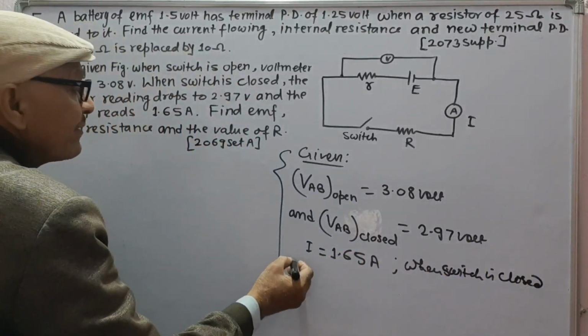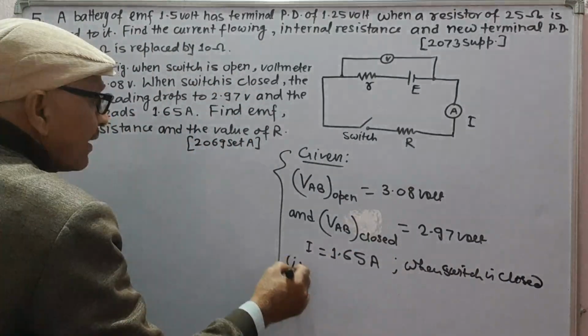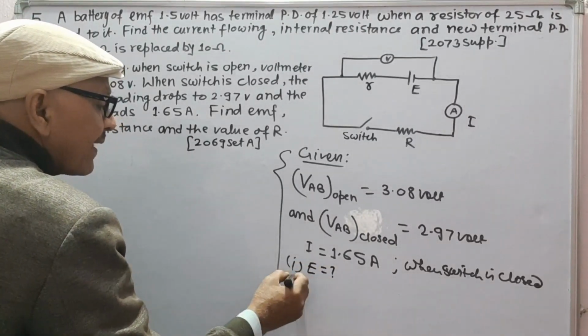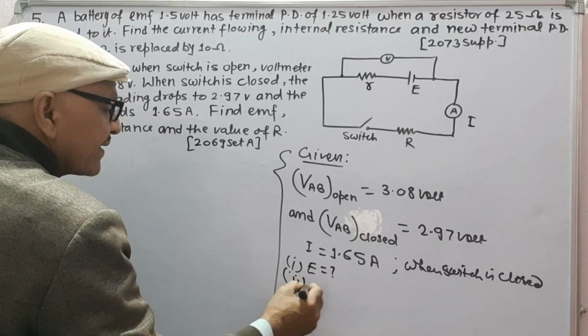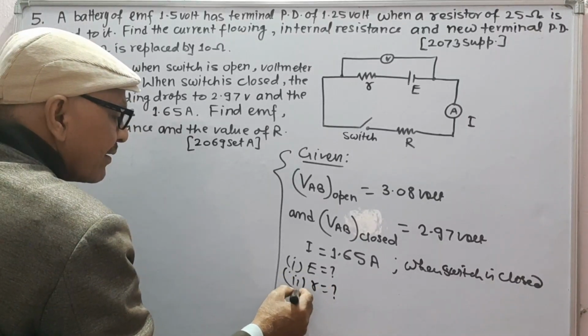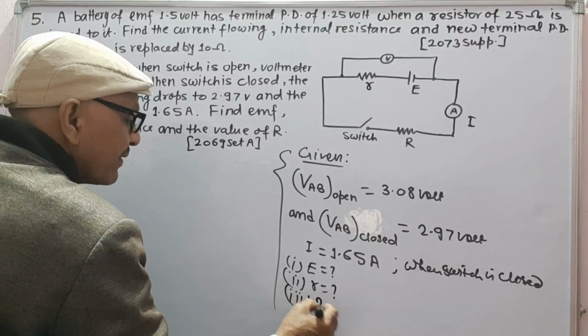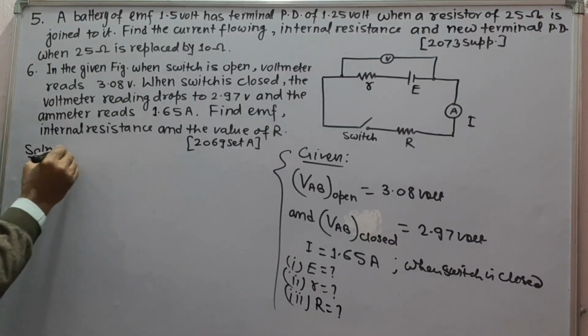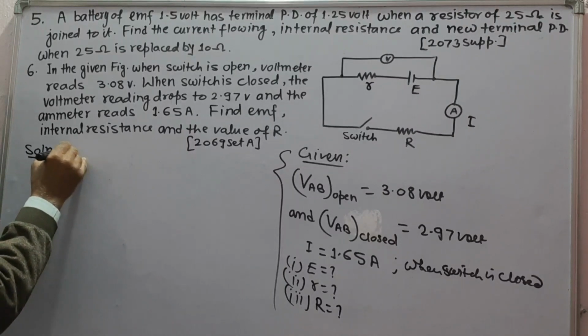Then we have to find EMF E, internal resistance r, and value of external resistance R. Solution to question 6.